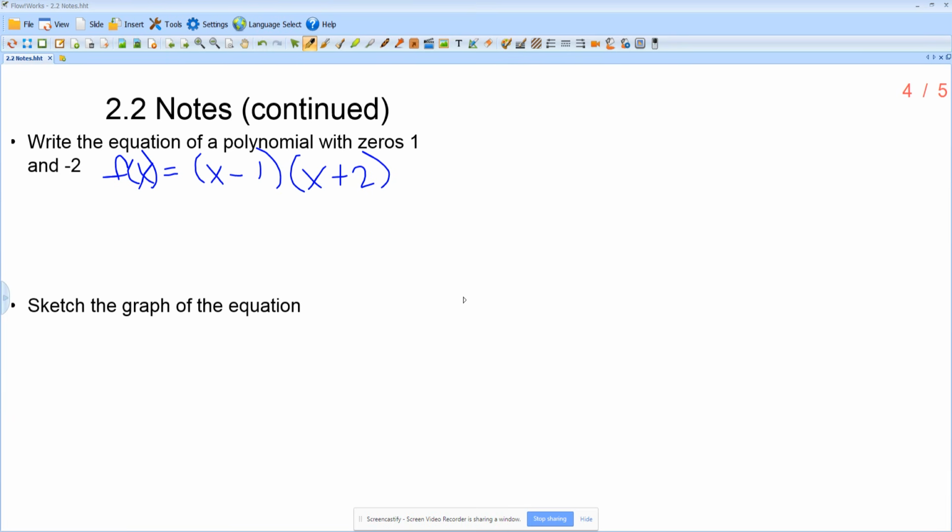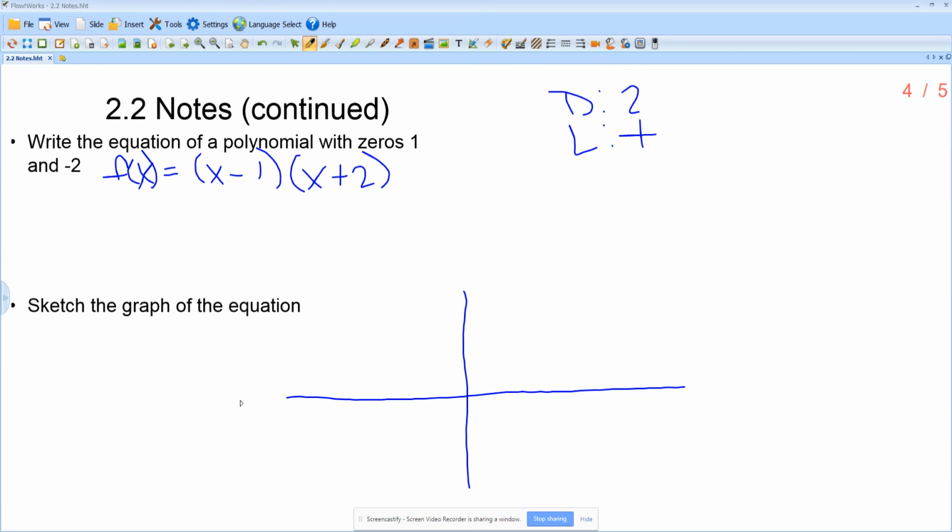If I want to sketch the graph of this, looking at this, the overall degree is going to be 2. The lead coefficient is going to be positive. You could have actually made it negative if you wanted to get fancy, but it didn't tell us anything to make us do that. So we have a 0 at 1 and a 0 at negative 2. We could be a little bit more specific. So if I multiply this out, I get x squared plus x minus 2.